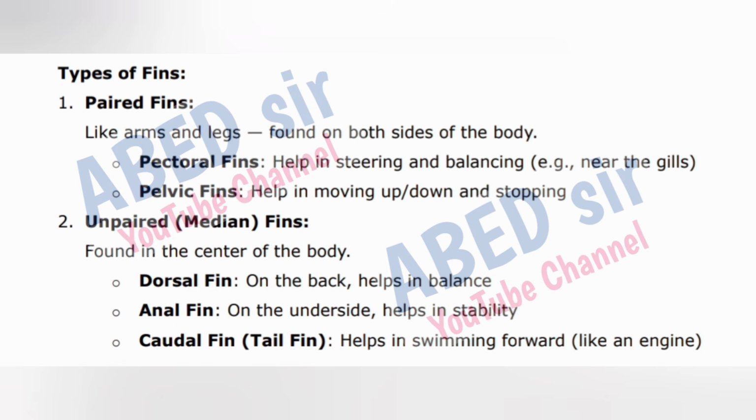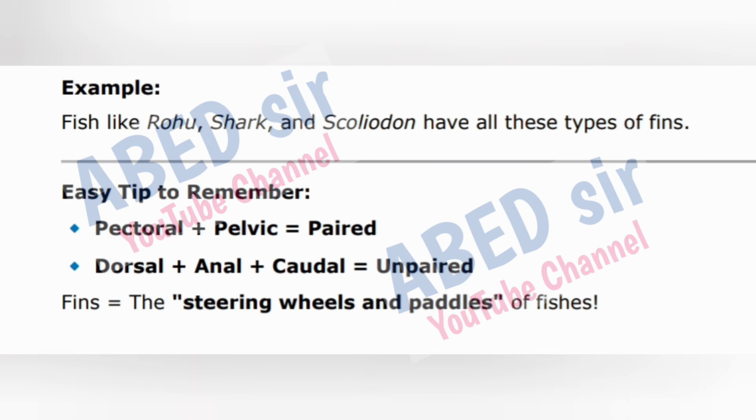2. Unpaired, median fins. Found in the center of the body. Dorsal fin on the back helps in balance. Anal fin on the underside helps in stability. Caudal fin, the tail fin, helps in swimming forward, like an engine. Example: fish like rohu, shark, and Scoliodon have all these types of fins.